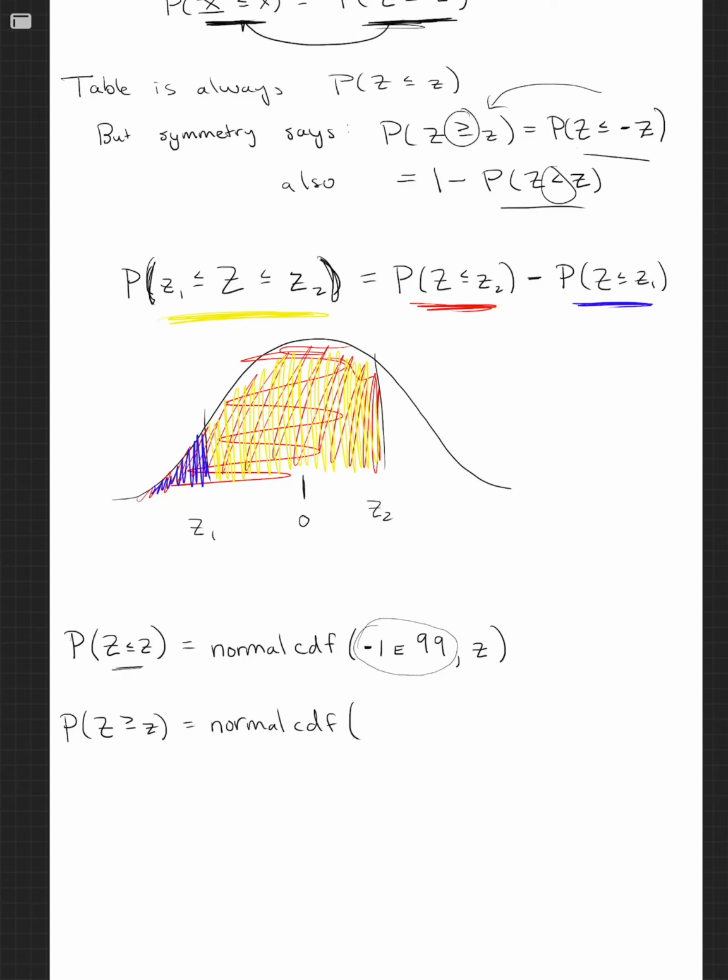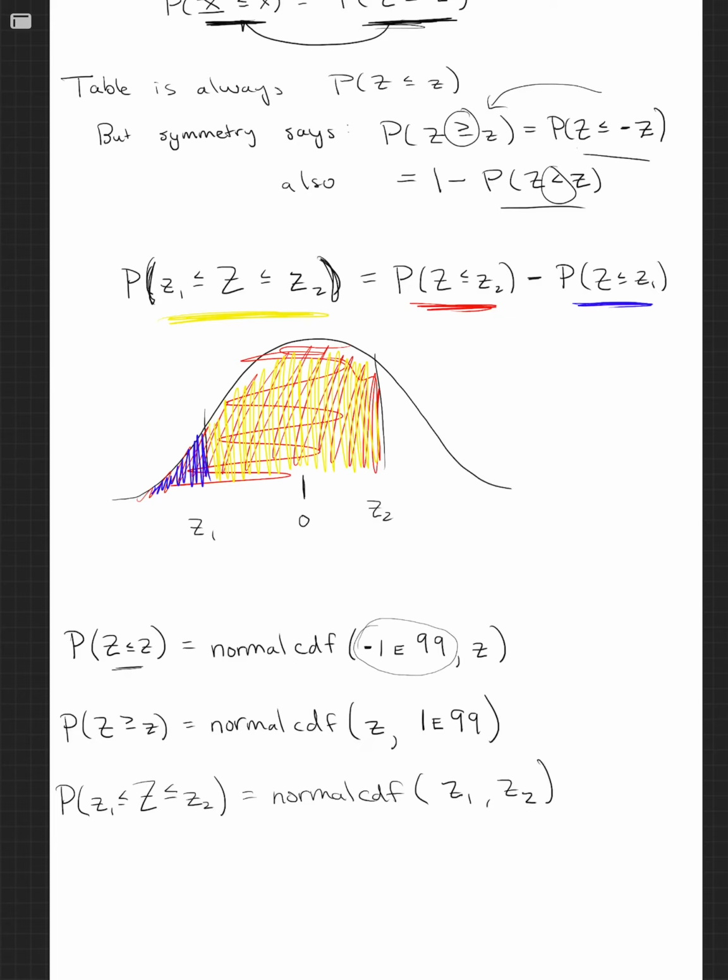If we want to do it the other way around, then we do normal CDF. And this time we want to start at z, because that's as low as we want to go. And then we want to let it go all the way up to basically positive infinity, as best the calculator understands it. Now, this one is what the calculator is really made for doing. It's why we've got to put that weird infinity stuff in there.